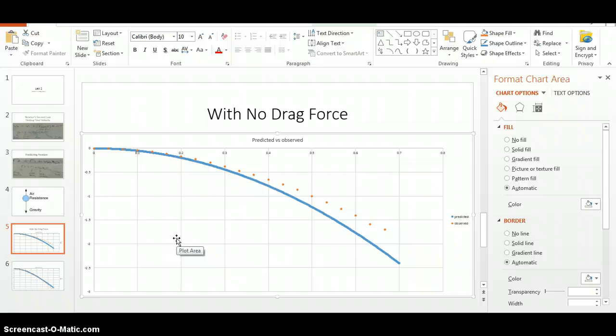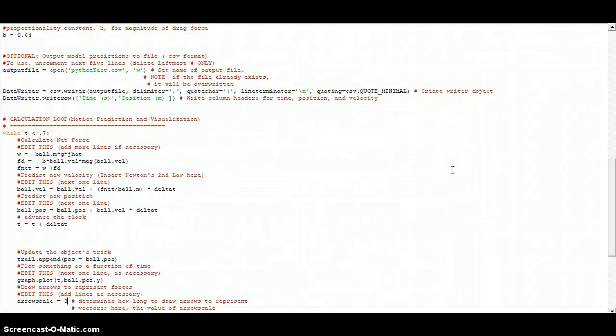Here is the graph with my predicted and my observed, orange being observed and blue being predicted. As you can see, my prediction goes way over what my observed was. This is because we did not take into account the drag force. To fix our graph, we have to go back to our program and account for the drag force. Here is the equation for the drag force. So when we take our F net, we are adding the weight force plus the drag force.